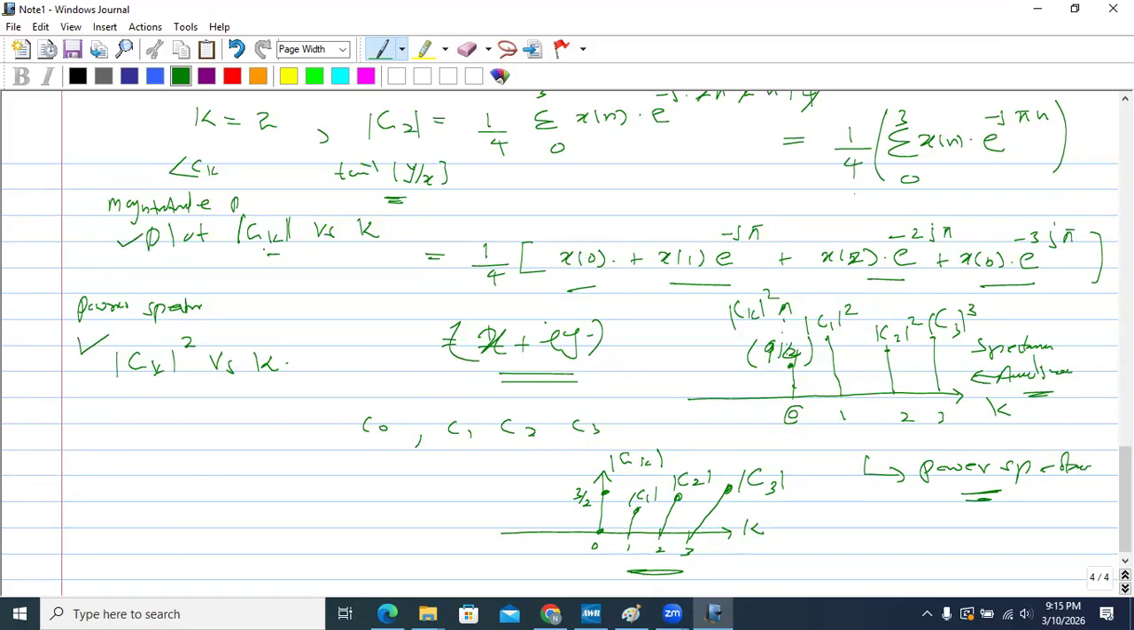If you are asked for the magnitude plot, you need to get the magnitude of ck. If you are asked to draw the power spectra, you need to get the square of the magnitude. Okay. Alright. So we will move to the next one.